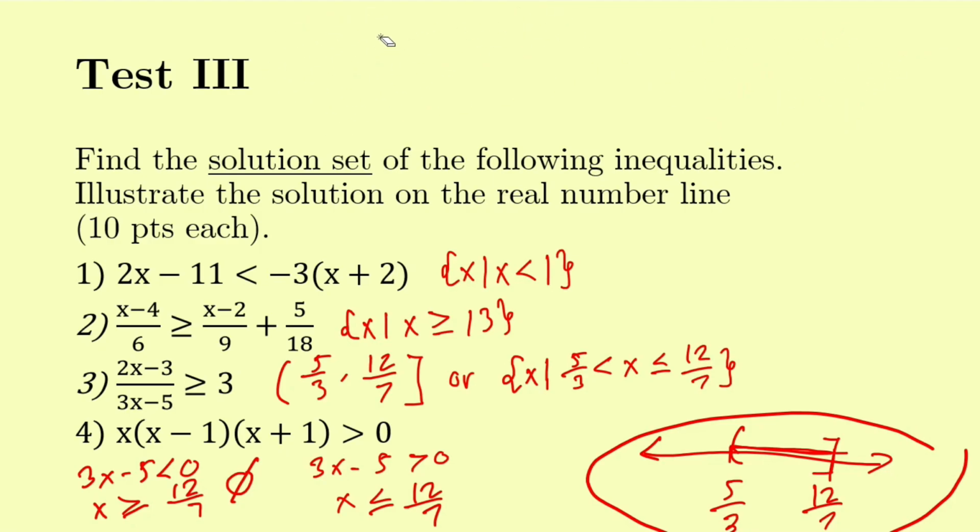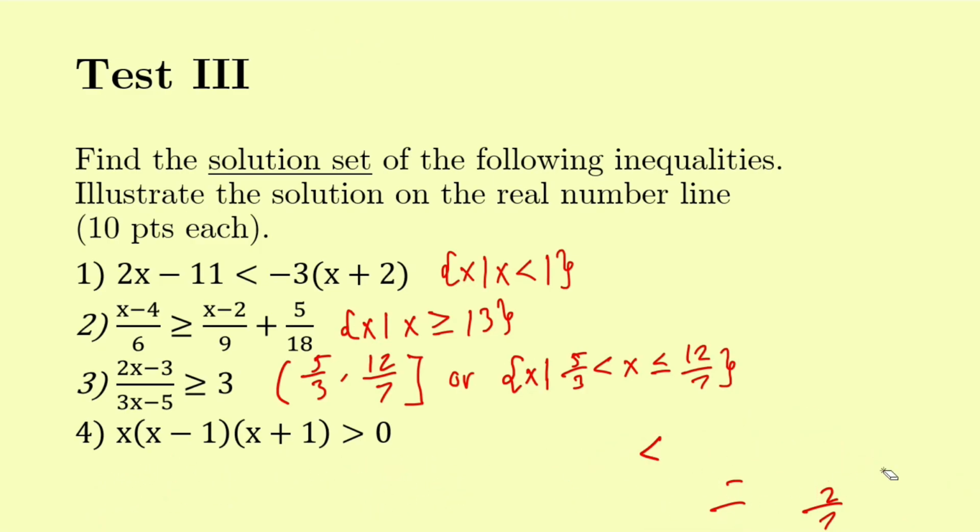On to our last item. Mamaya we will show them on a real number line isa-isa after we solve the 4. Next tayo. X times quantity x minus 1 times quantity x plus 1 is greater than 0. Anong gagawin? We are solving for the value or values of x that will satisfy this inequality. Kapag ganito siya, ang ating gagawin is to use the table of signs. Okay? So how do we do that?